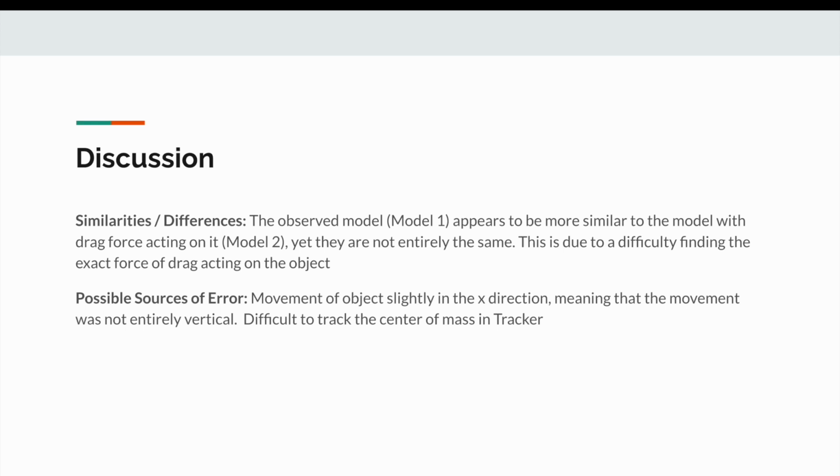Some possible sources of error for this experiment were that the movement of the object was slightly in the X direction, meaning that it was not entirely vertical. Again, this messes up the values because it's starting to move more diagonally. And again, it was difficult to track the center of mass in Tracker.